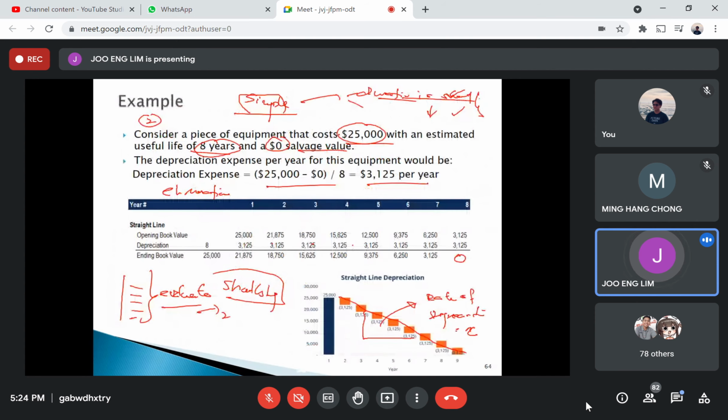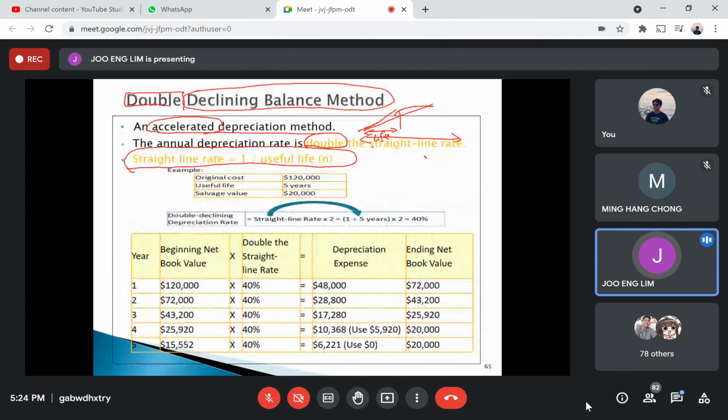So in this case, when you say double up the straight line rate, basically it is 2 times. I give you the straight line rate over here. When you use it, basically you multiply by 2. So you need to find what is your straight line rate first, and then multiply by 2. That will give you the rate in percentage.